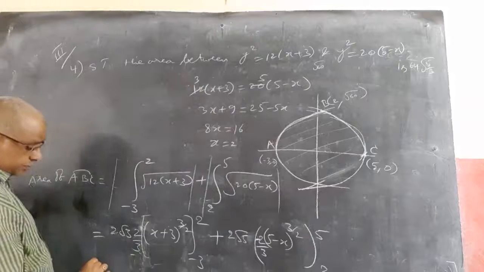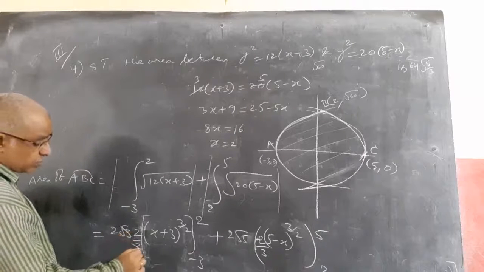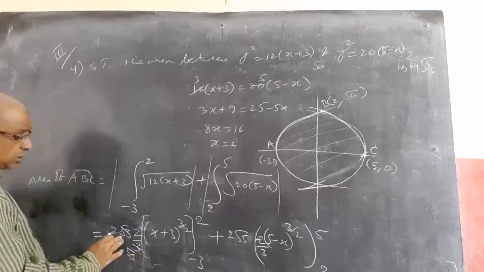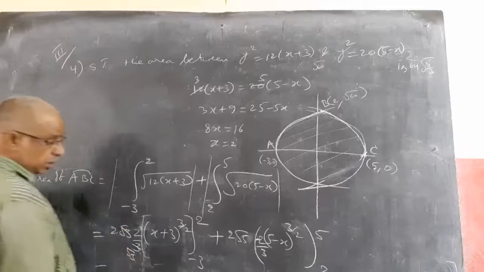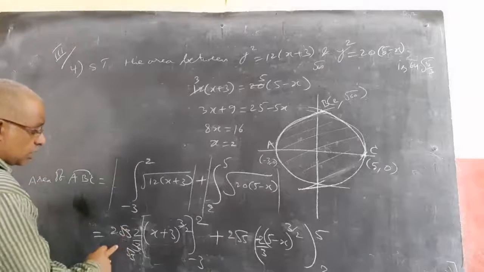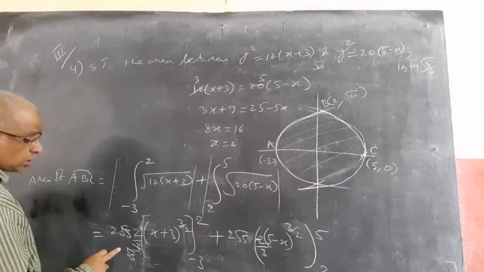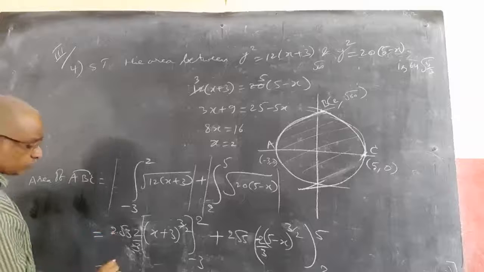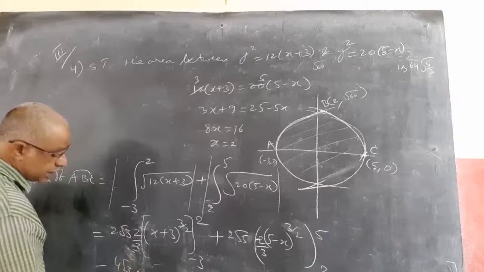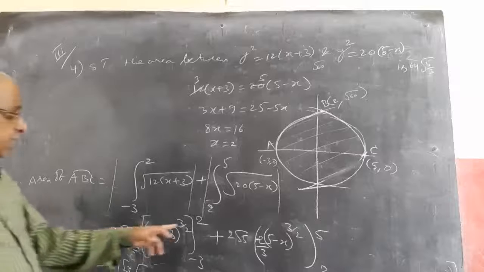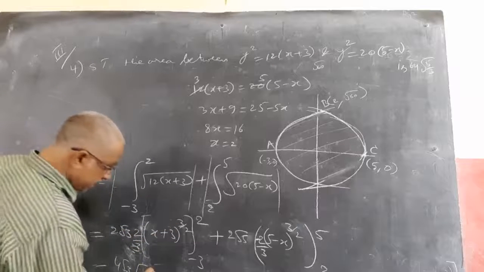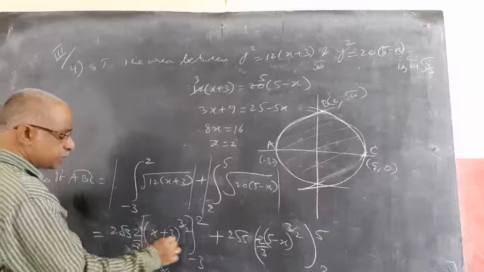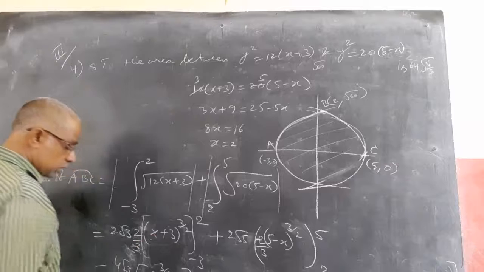So this becomes, if you want you can cancel the 2 and 3, or you can leave it like this also, your choice, it doesn't matter. Here also. So this becomes 2 into 2, 4 root 3 by 3, into the upper limit: if I substitute 2, this is 2 plus 3, 5 power 3 by 2, minus the lower limit: if I substitute minus 3, minus 3 plus 3, 0. So this is the value.